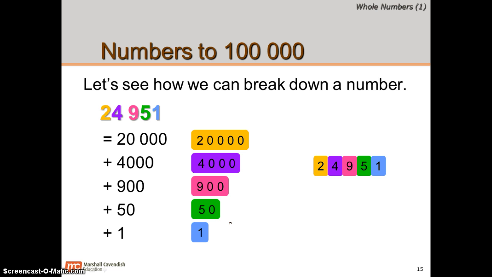Alright, let me see which group is ready. So we have 24,951 here. Sometimes if the number is too big, you can't really figure out what value they are. Please try to break them out in this way. When you break them out in this way, it's much easier for us to see.